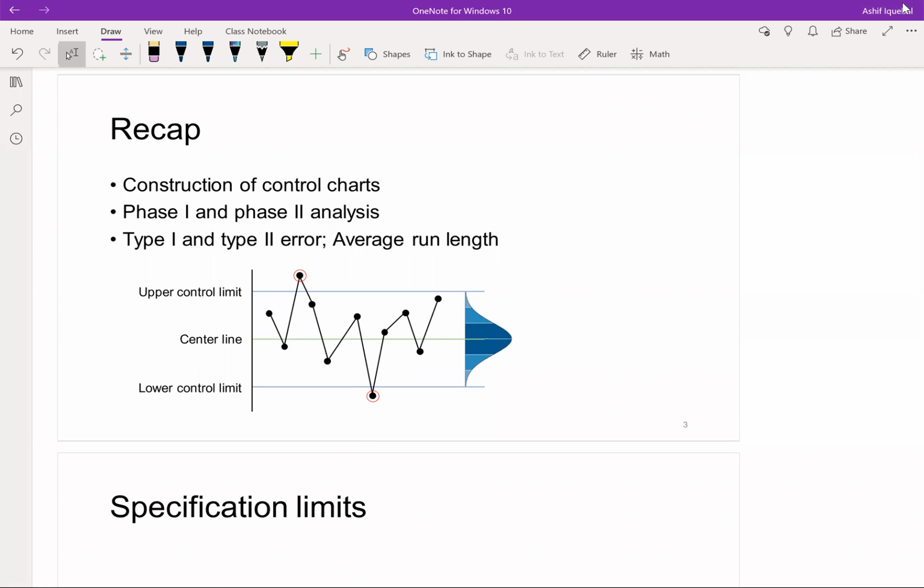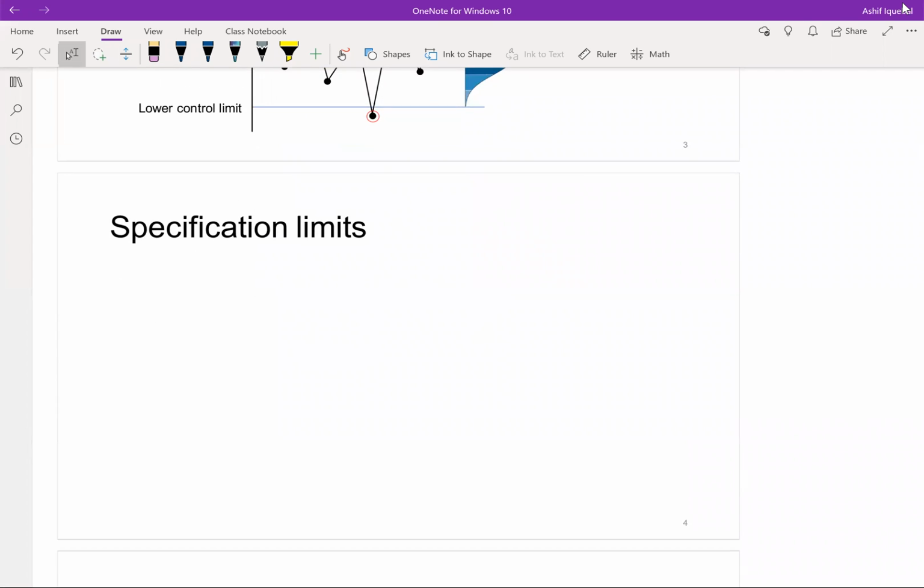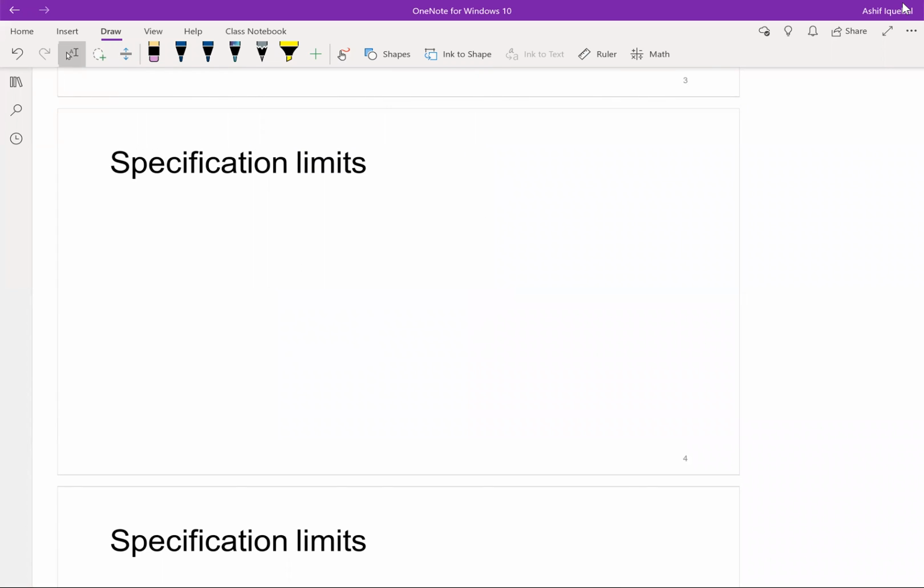So far we have looked at methods on how to construct control charts. We have looked at phase 1 and phase 2 analysis. We have looked at type 1 and type 2 error, and we have looked into average run length, right? So you have an idea of what these things are, and we can construct control charts and monitor the process. Now the story doesn't end here.